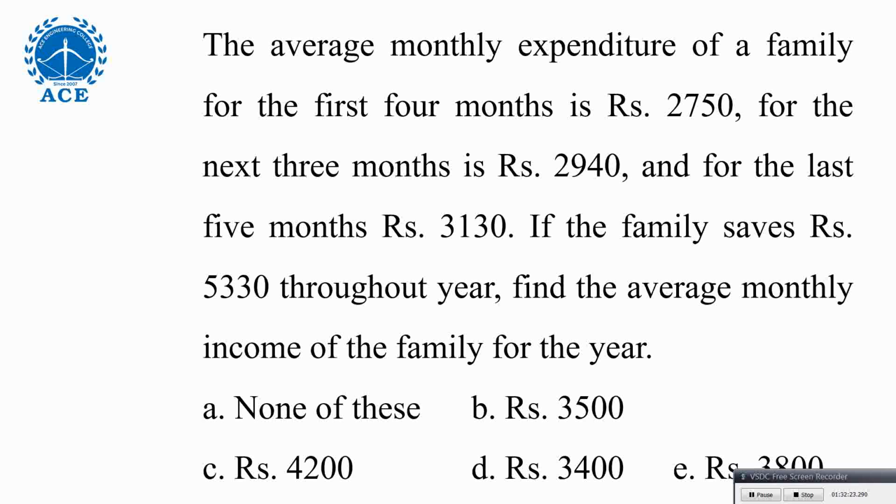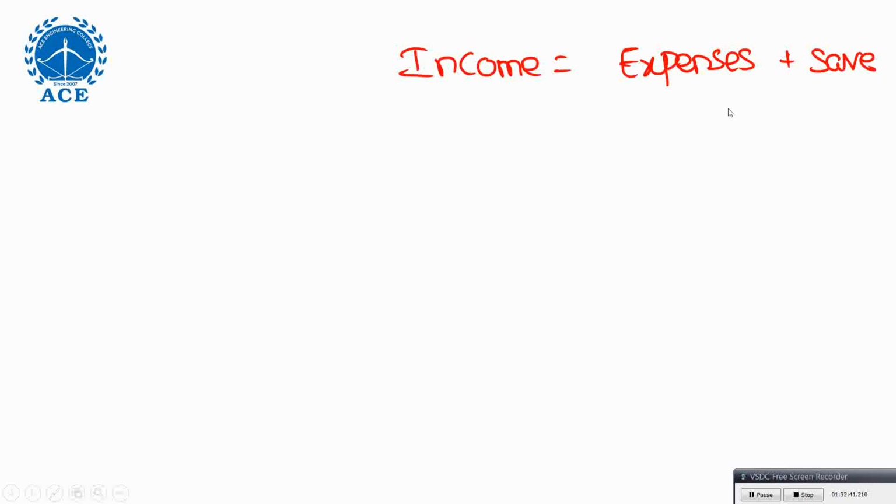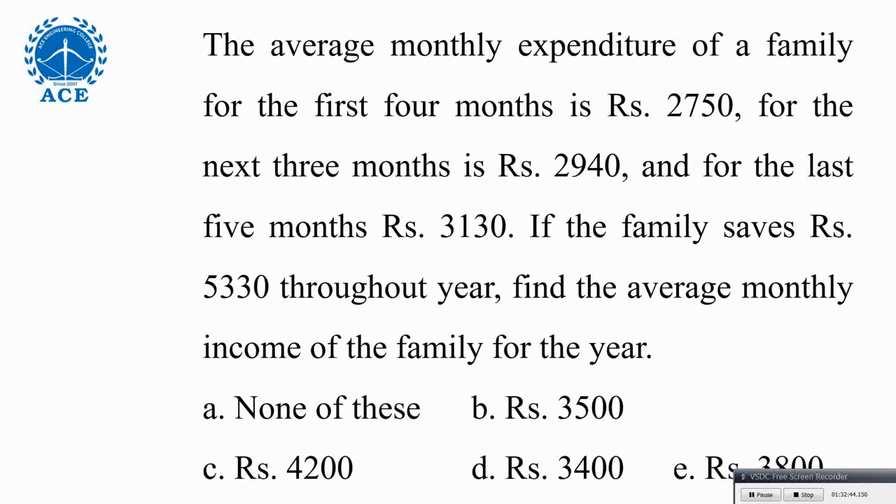My dear friend, income is savings plus expenses, right? That's the logic required. Income is what you spend, and the remaining is considered savings. Now, this is regarding the entire year. How many months in the entire year? 12 months. The first 4 months, next 3 months, next 5 months. Entire year completed. I have to know first what is the total income of the entire year. Then dividing by 12 will give the monthly income.